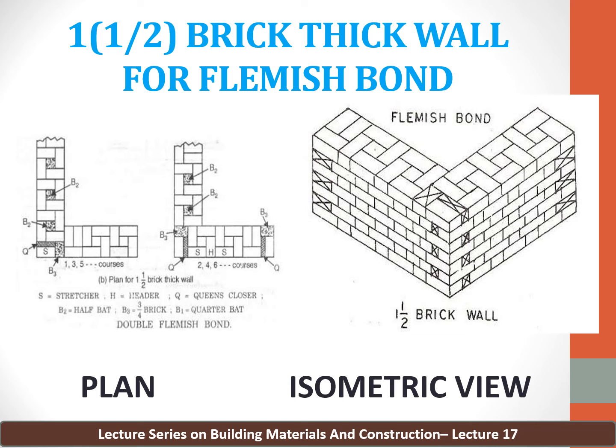So in the case of double Flemish bond, each course presents the same appearance in the front face as well as in the back face. Alternate headers and stretchers are laid in each course. Because of this, double Flemish bond presents a better appearance than the English bond. And this is how the bricks are placed in elevation and in isometric view.